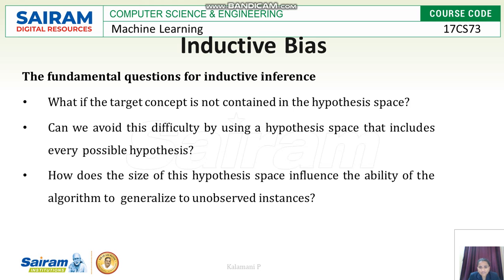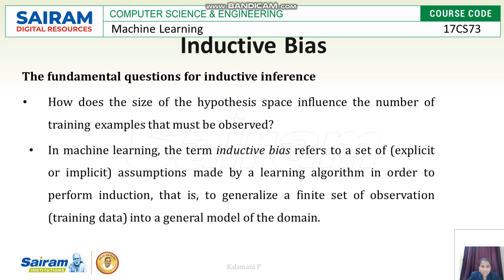How does the size of this hypothesis space influence the ability of the algorithm to generalize to unobserved instances? Observed instances are the known instances we can define from. And how does the size of the hypothesis space influence the number of training examples that must be observed? Everywhere, the training examples and testing examples are important. The number of training examples may matter.